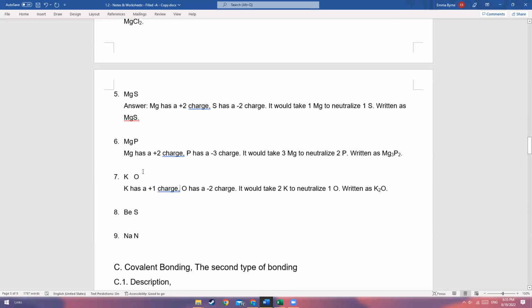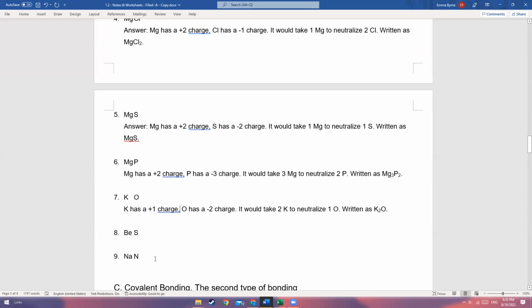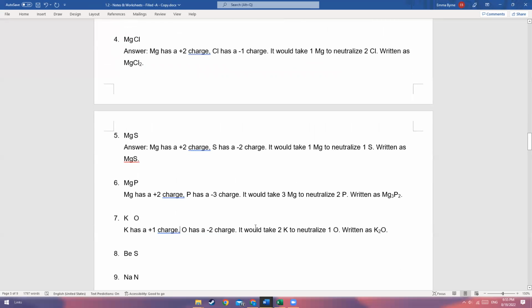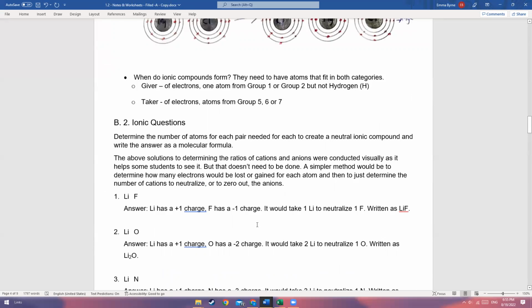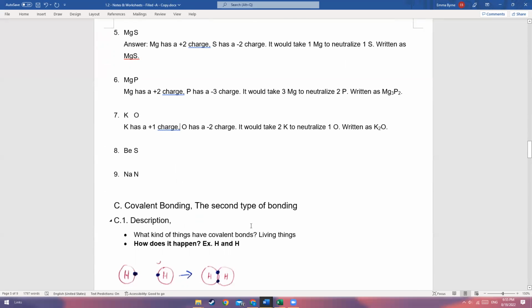So just cross-reference your answers with mine. Make sure that you understand this process. I'm leaving problems 8 and 9 to be addressed in the Unit 1.2 homework. So if you have been working through these, 8 and 9 should be a piece of cake. And that about wraps it up for ionic bonding. The next type of bonding we'll talk about in the next video will be covalent bonding.